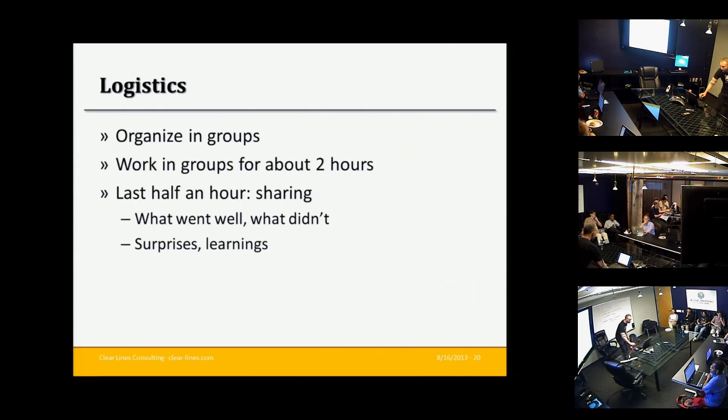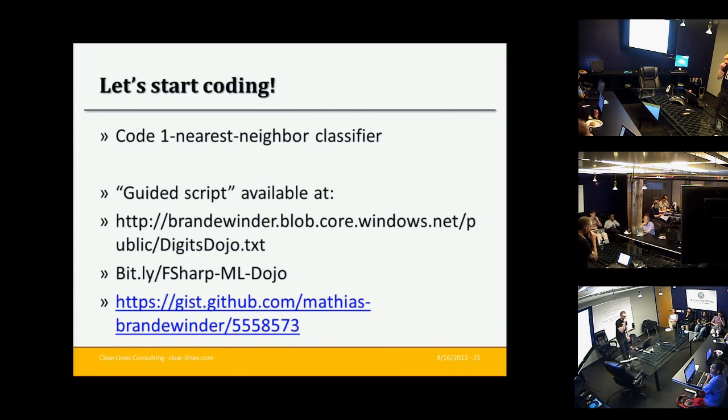And also, I'm going to give you a bit of guidance, especially because we're going to do it from F-Sharp. So you're going to have a guided script. You can find that guided script at any of these 3 addresses. One of them is on GitHub at the gist. The bit.ly address is also the gist.